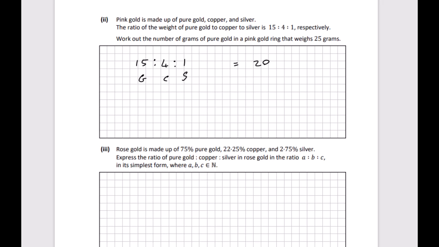Work out the number of grams of pure gold in a pink gold ring that weighs 25 grams. So we're only interested in the gold here. So the gold is going to be 15/20ths of the entire ring. We've got to multiply that by the weight of the ring, which is 25 grams. Multiply that out and you get 18.75 grams. So there are 18.75 grams of pure gold in the pink gold ring.